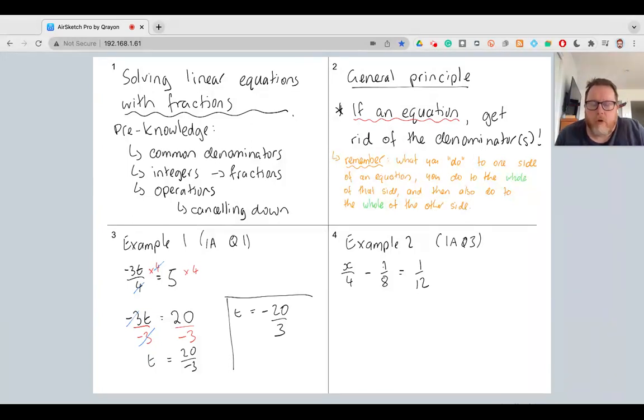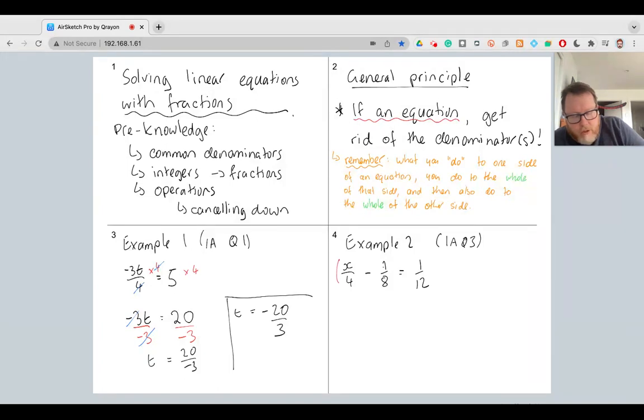The lowest common denominator for 4, 8, and 12 is 24. 4 goes into 24 6 times. 8 goes into 24 3 times. 12 goes into 24 twice. So what we're going to do is we're going to multiply both sides by 24.